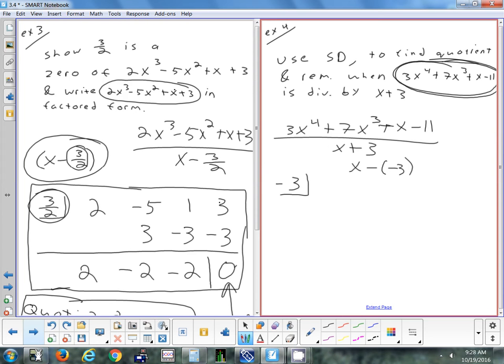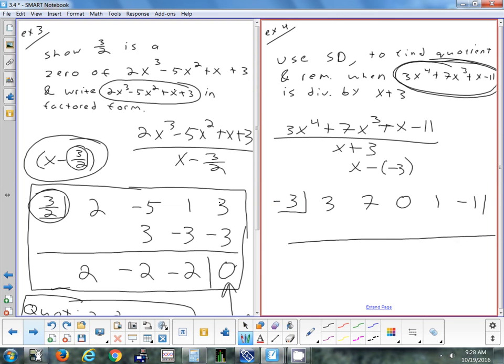All right, so now we've got our -3. Put down our coefficients. Can someone tell me what my coefficients are going to be? 3, 7, 0, 1, -11. Why did I put a 0 in there? X squared. Right, I'm missing the x squared term.